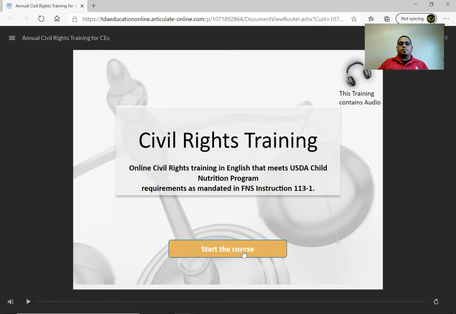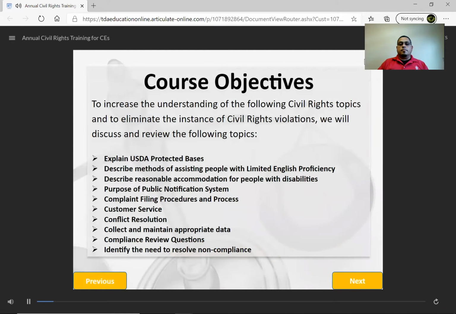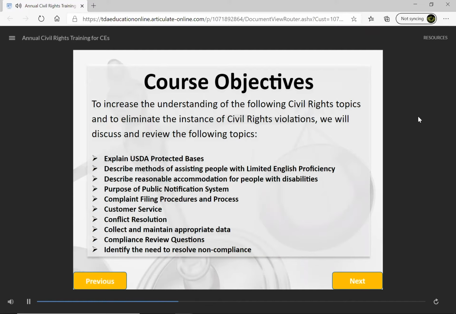Let's begin. To increase the understanding of the following civil rights topics and to eliminate the instance of civil rights violations, we will discuss and review the following topics. Explain USDA protected bases. Describe methods of assisting people with limited English proficiency. Describe reasonable accommodations for people with disabilities. Describe the public notification system purpose.